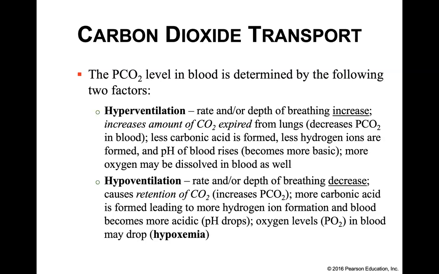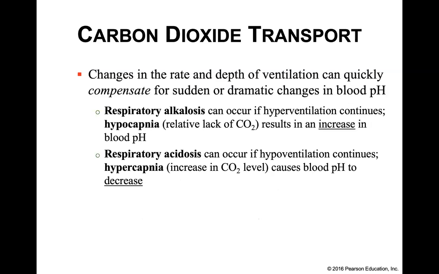For hypoventilation, you would see the opposite effect. Changes in the rate and depth of ventilation can quickly compensate for sudden or dramatic changes in blood pH. Respiratory alkalosis can occur if hyperventilation continues, where you essentially have a lack of carbon dioxide, which is going to result in an increase of pH, or the blood becoming too basic.